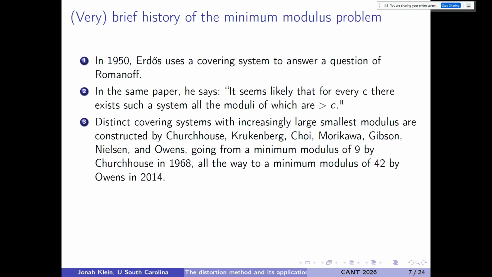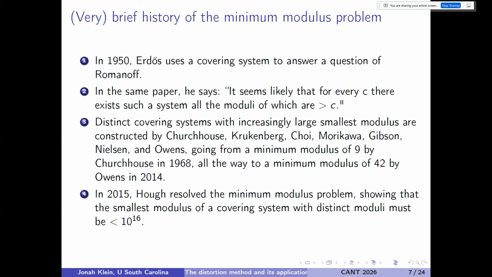The covering system of Owens with minimum modulus 42 has billions of arithmetic progressions. It is not an easy construction at all. Owens was actually a student of Nielsen, who had the previous record, and it was his master's thesis that constructed the 42 one. But yeah, these are incredibly difficult to construct, and actually Owens was one of the first ones to suggest, because of how difficult a time he had in constructing these, that possibly Erdős was wrong in that claim up there.